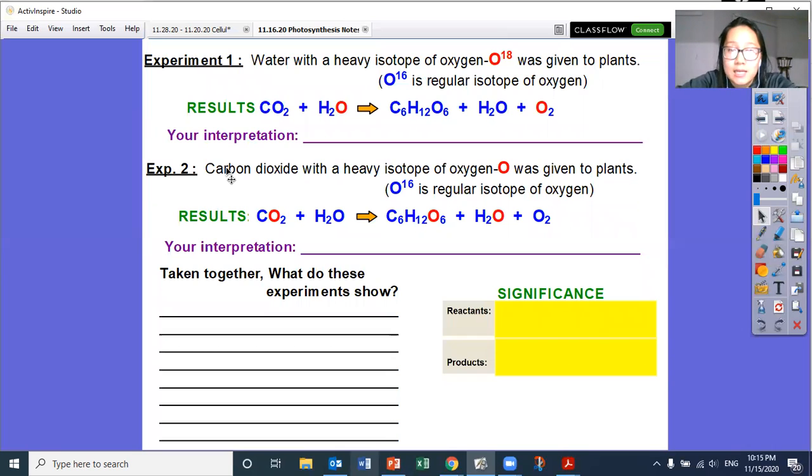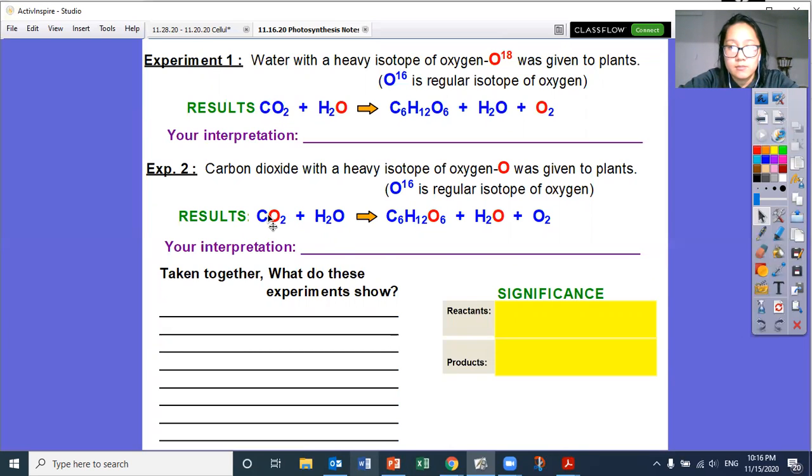Carbon dioxide with a heavy isotope of oxygen was then used to see where that was being used up, because scientists were like, where the heck is this one being used up, right? Carbon dioxide is another reactant, but we know that when you track the oxygen in the water, only the oxygen gas that's produced has this heavy isotope. So then we're like, okay, so where's the oxygen going that used to be with the carbon dioxide? And when they tracked it, they found out that both the water produced during photosynthesis and the glucose molecule produced during photosynthesis had this heavy isotope when it was originally only found in the carbon dioxide.